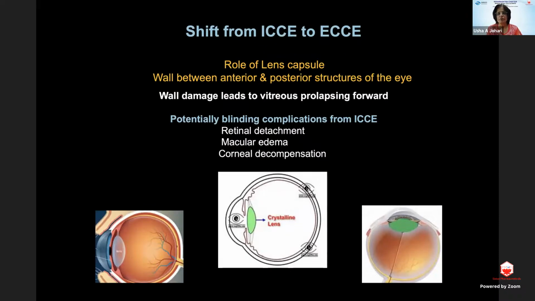So there was a shift from intracapsular extraction to extracapsular extraction, and the role of the lens capsule was so important, like a wall between the anterior and the posterior structures. When this wall was damaged, it led to vitreous prolapsing forward and blinding complications like retinal detachment, macular edema, and corneal decompensation.